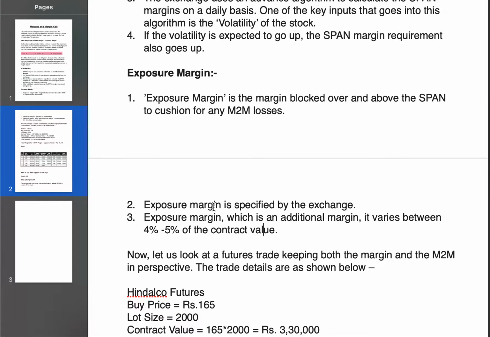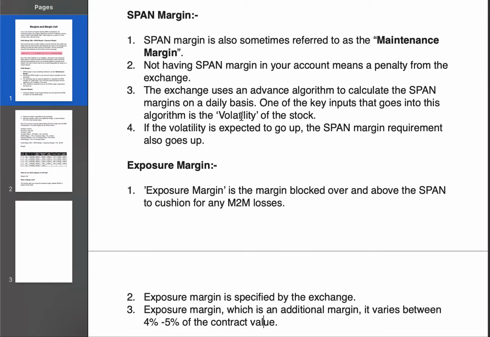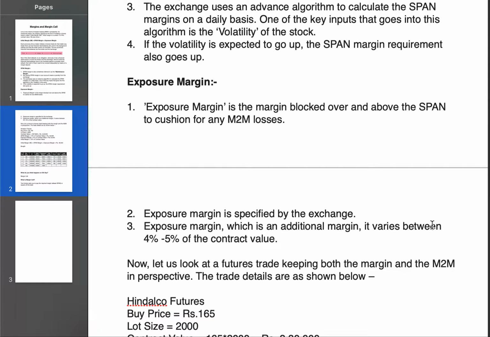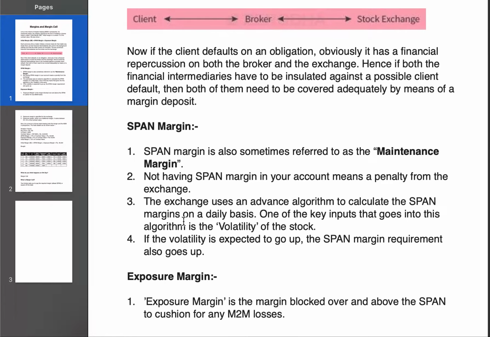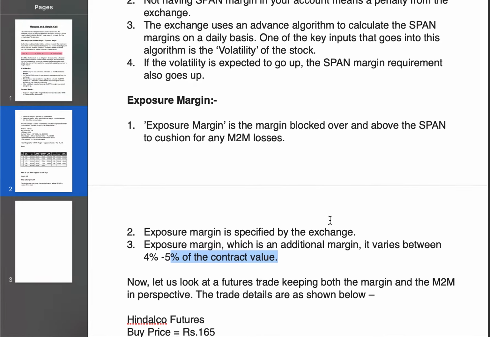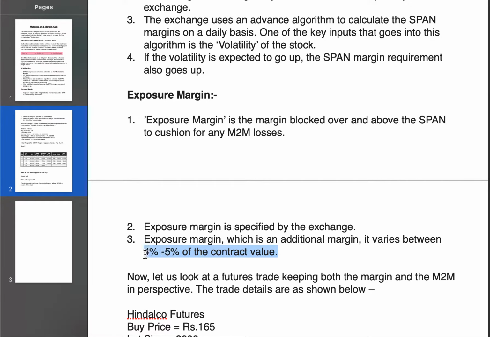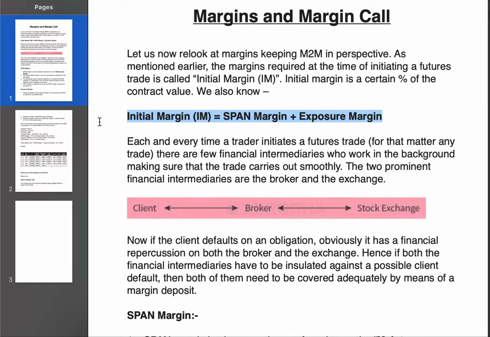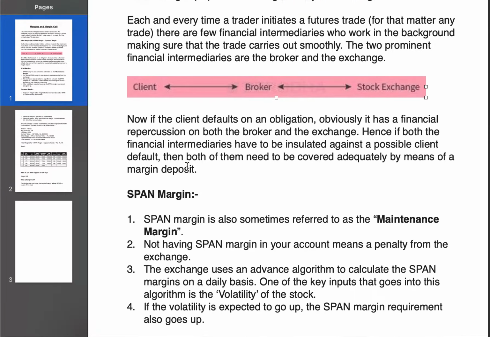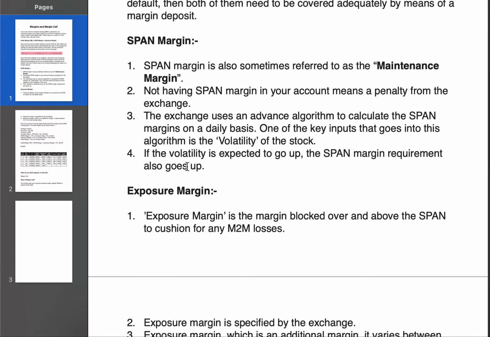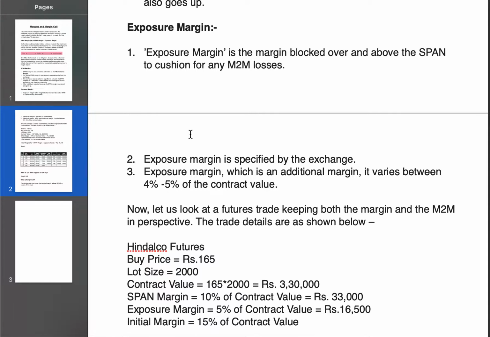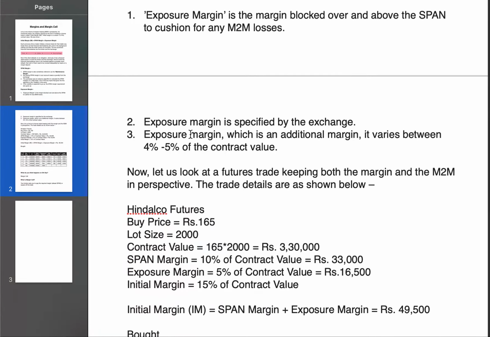Both span and exposure margin are specified by the exchange. Exposure margin can be between 4 to 5% of the contract value. So if span margin is 10%, another 4 to 5% of the contract value would be the exposure margin, and their sum would be the initial margin. So for a person to enter into a futures contract, he needs to have the sum of span margin and exposure margin. So I'll go into the last example I gave you about Hindalco futures.